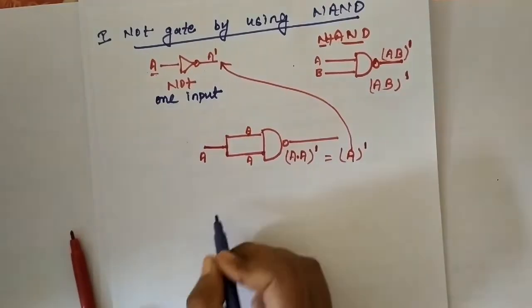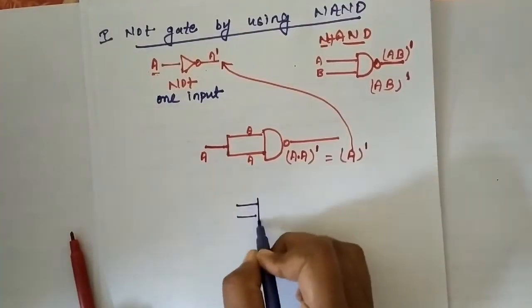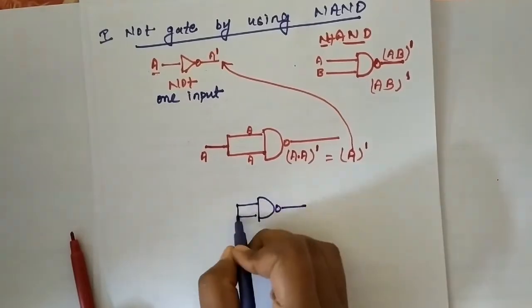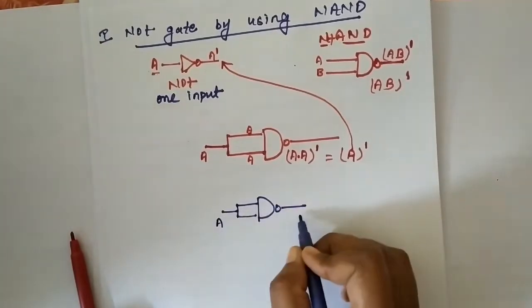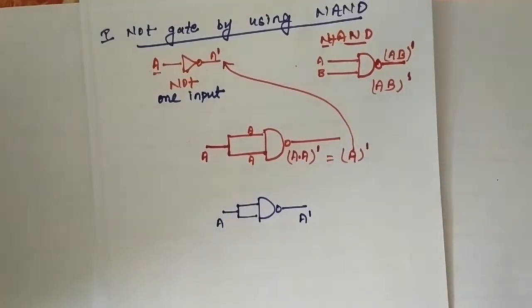So what is the final diagram of NOT gate? The final diagram of NOT gate by using the NAND gate: this is the A, and here is the A dash. So you can see how we can easily convert the NAND gate into a NOT gate. It is very easy to create.